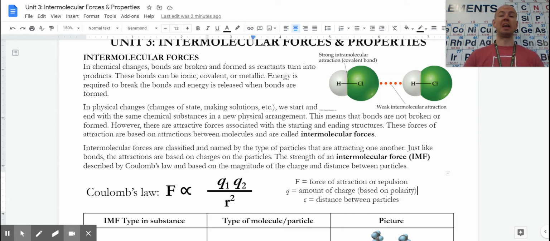The attraction between them is significantly weaker than a chemical bond. Ionic, covalent, and metallic bonds are all fairly strong. All of the IMFs that we'll look at here are much, much weaker. But we can still compare, contrast, and predict strength based upon the amount of charge on each of the particles that are attracting each other, which is based upon polarity, either permanent or temporary, and based upon how close those molecules are to one another. So Coulomb's law still applies here.